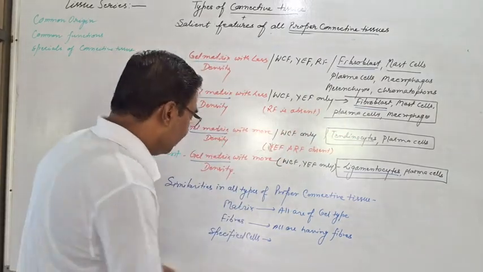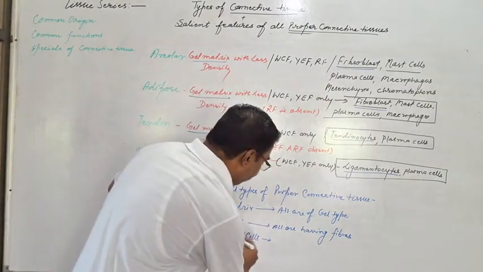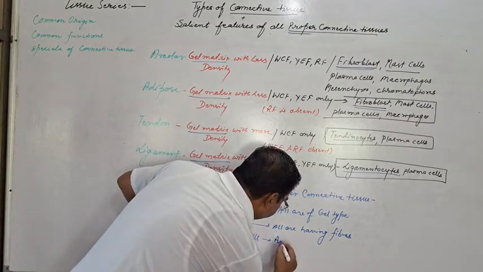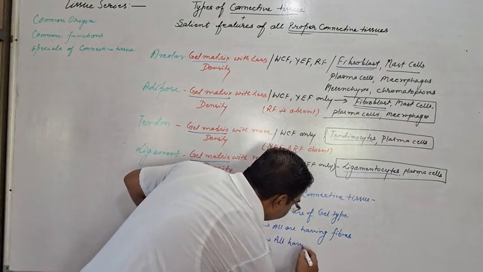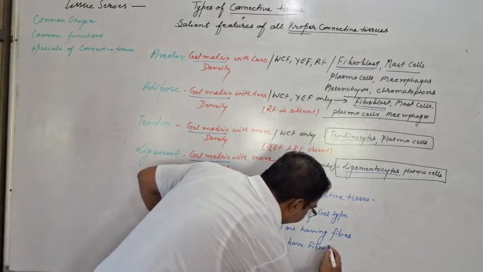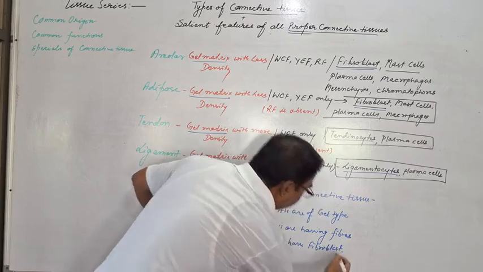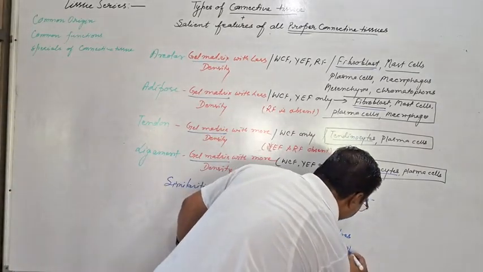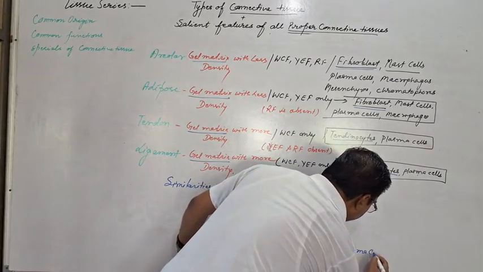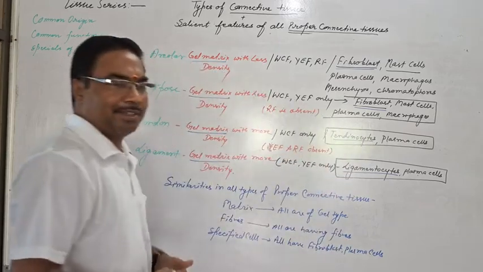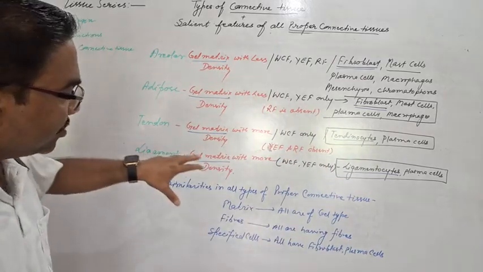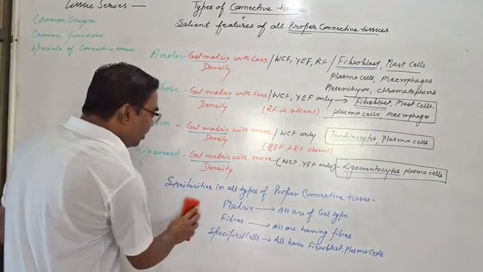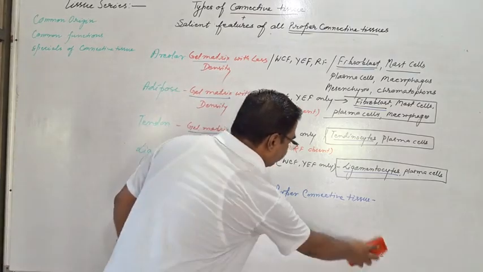The next similarities are: all have fibroblast, all have plasma cells. So first you should focus on the similarities. Then now I am going to give you the dissimilarities.